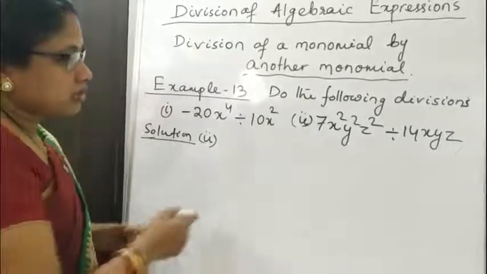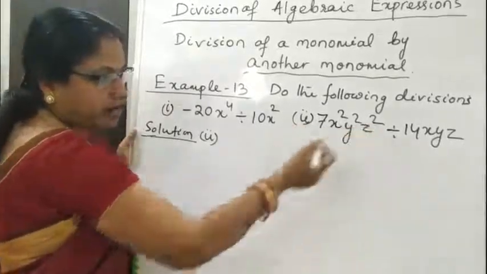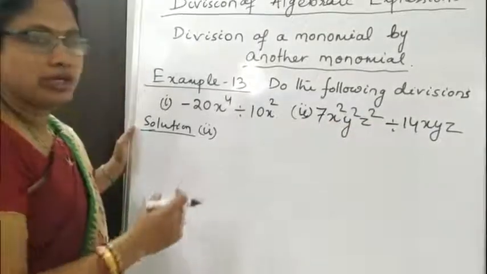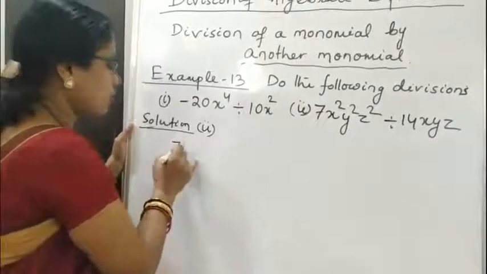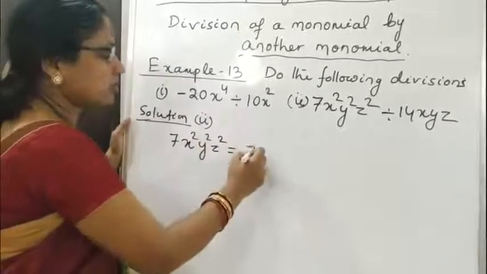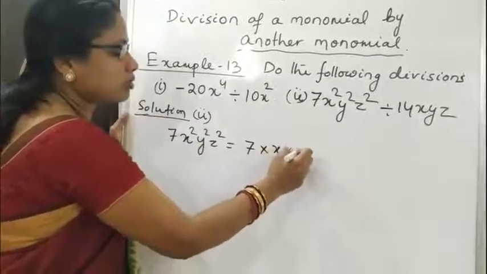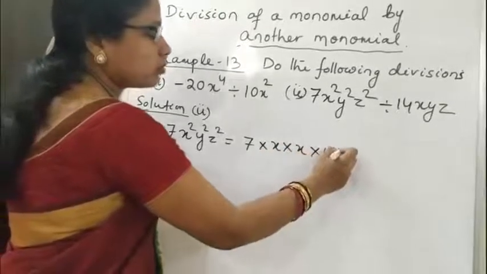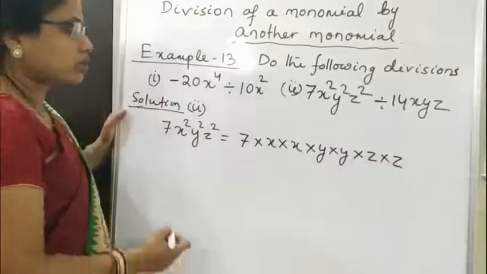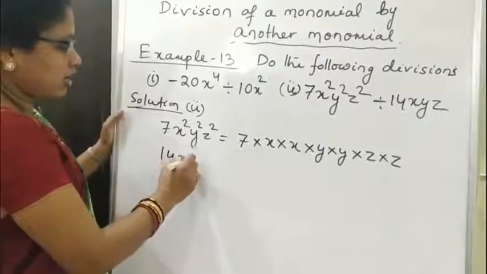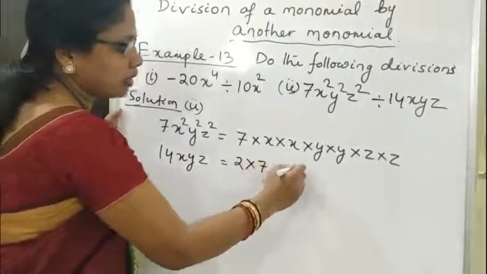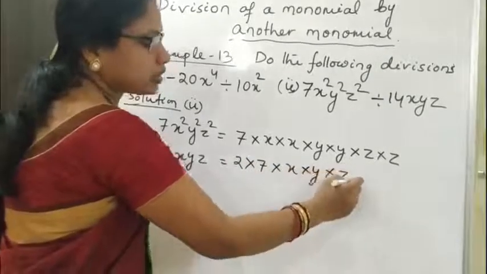Next, 7x square y square z square divided by 14xyz. So first we have to factorize each monomial into its irreducible form. So 7x square y square z square is equal to 7 multiplied with x multiplied with x multiplied with y multiplied with y multiplied with z multiplied with z. Then 14xyz is equal to 2 into 7 into x into y into z.